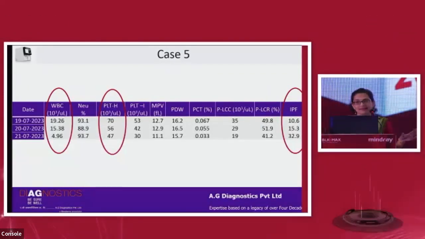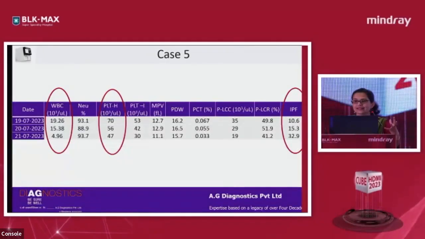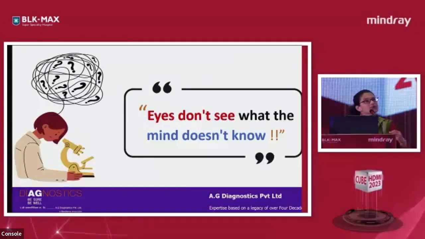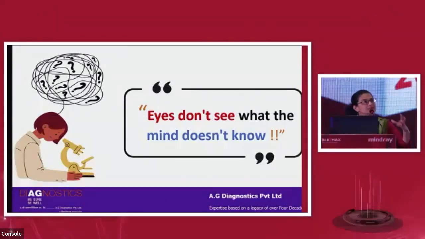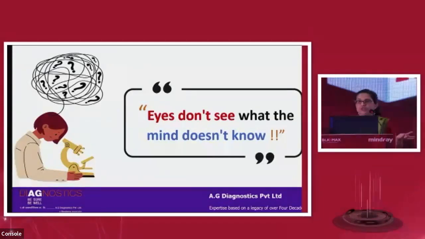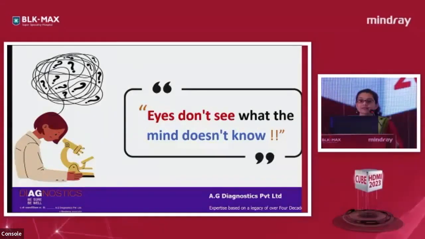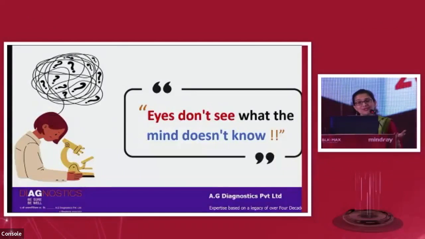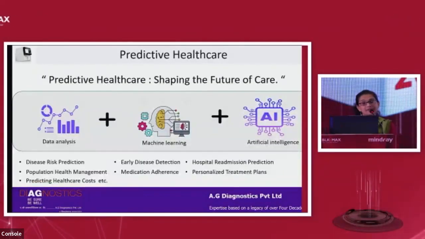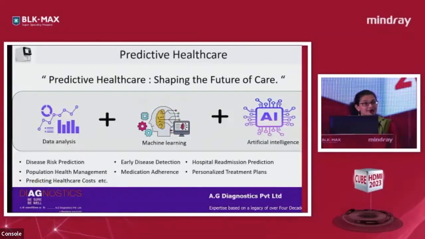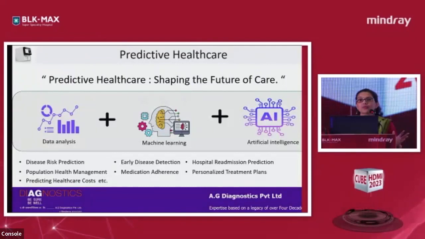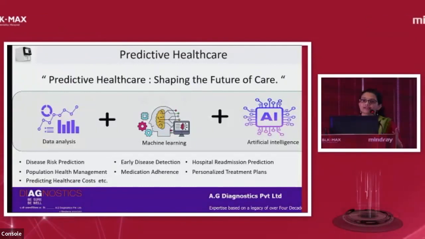Basically, there is so much data. So here I would take this saying, okay, now we are going to get a lot of data in the routine CBC and differential channel run, and we could possibly have many associations which we do not know at this point in time, and our eyes don't see what the mind doesn't know. And in this era of predictive healthcare, artificial intelligence, data analytics, I think we have a lot of scope with all this data coming with every analysis.